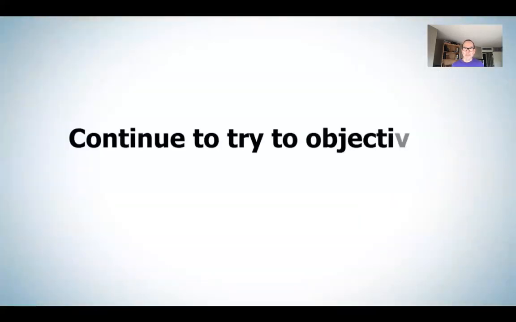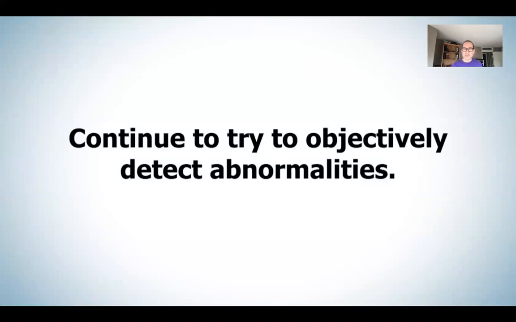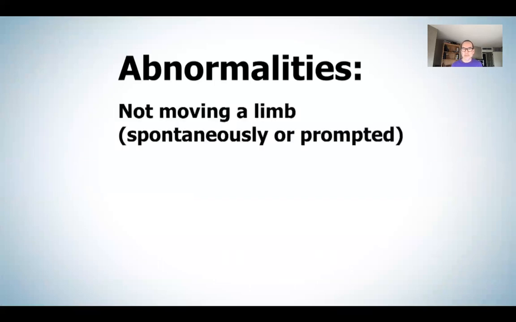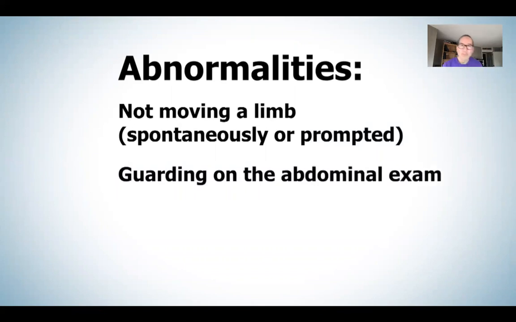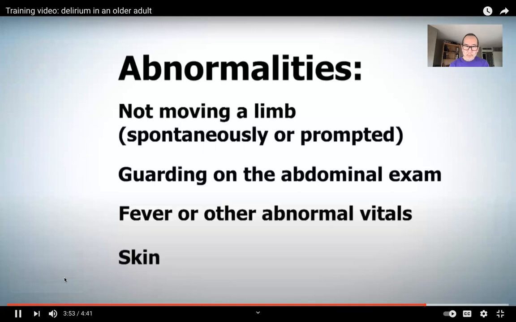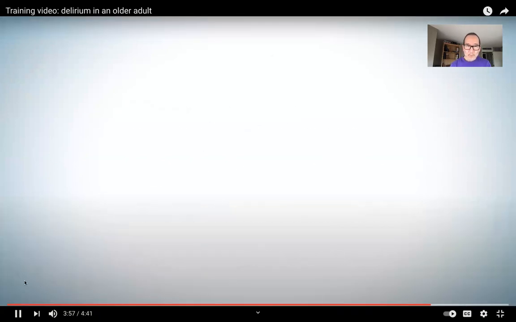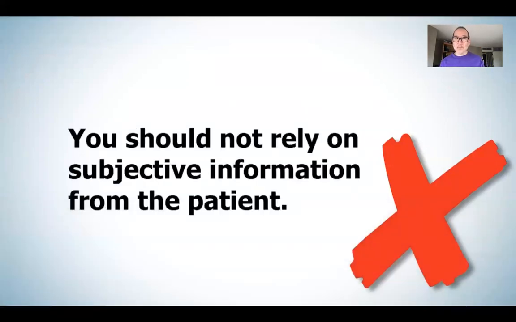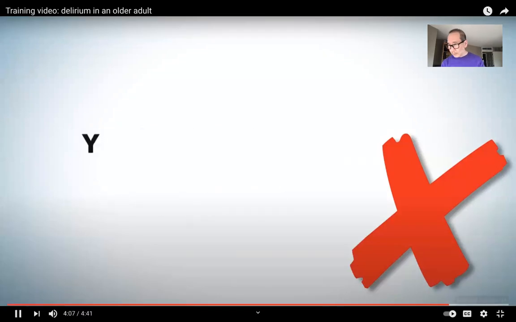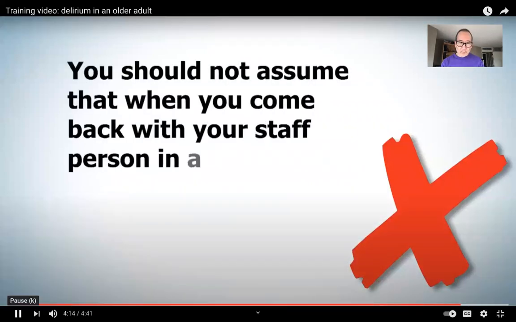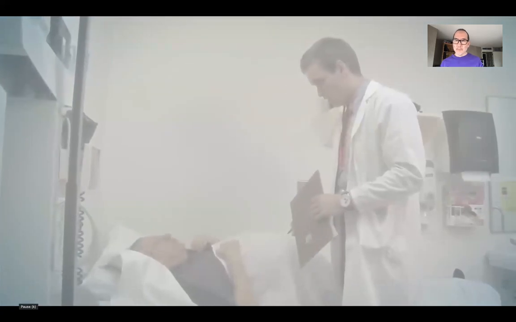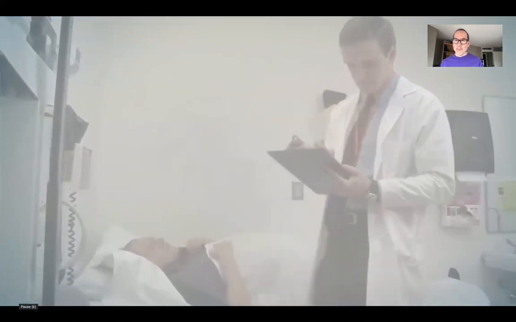The remainder of your physical exam should therefore be dedicated to trying to objectively determine abnormalities. Examples include not moving a limb spontaneously or prompted, guarding on the abdominal exam, fever or other abnormal vitals, skin rashes, ulcers, etc. What should you not do? You should not rely on subjective information from the patient, like, does this hurt, or is this sharp or dull? You should not argue with the patient. You should not assume that when you come back with your staff person in an hour, they will be in the same state they are now. Because it is so distressing to patients and their families, knowing how to manage delirium can be one of the more satisfying experiences as a physician.